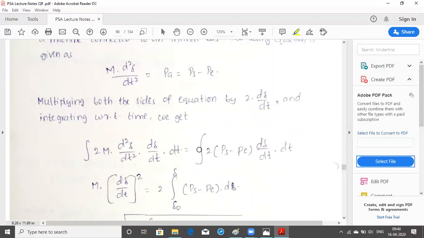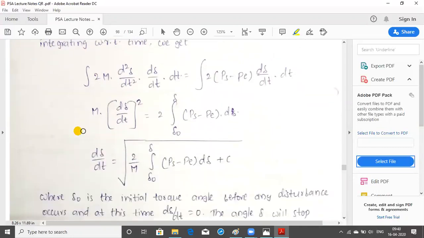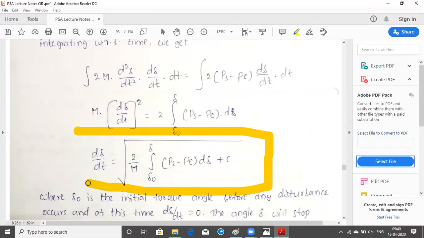Now after simplifying, this is the formula you are going to get: d delta by dt is equal to root of 2 by M times the integration from delta naught to delta. Delta naught is the angle when there is no disturbance. Delta is the angle at which it is going to settle after the disturbance is cleared. Next, Ps minus Pe, where Ps is the shaft power and Pe is the electrical output power of the synchronous generator, with respect to d delta, plus some constant.